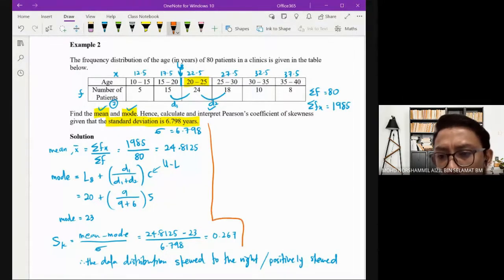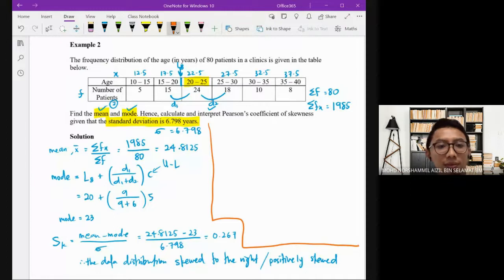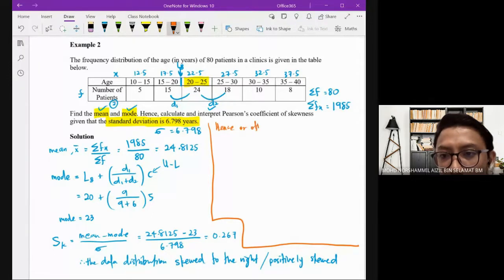Alright guys. So, there is a little space left. I will change the question a little. For example, hence or otherwise, calculate Pearson's coefficient. Calculate and interpret skewness. Okay. So what does it mean?